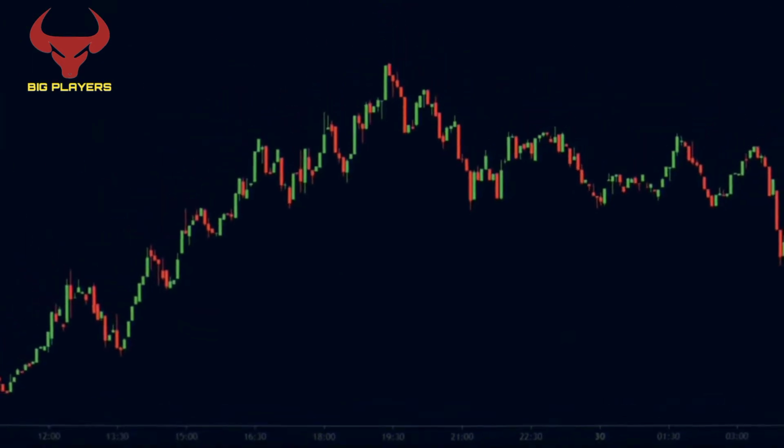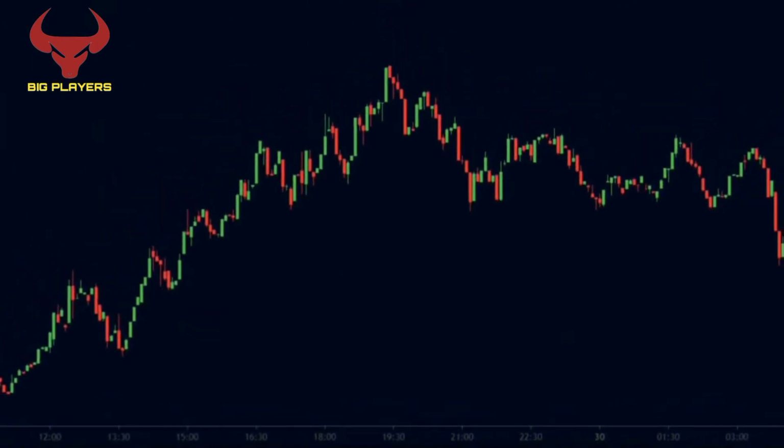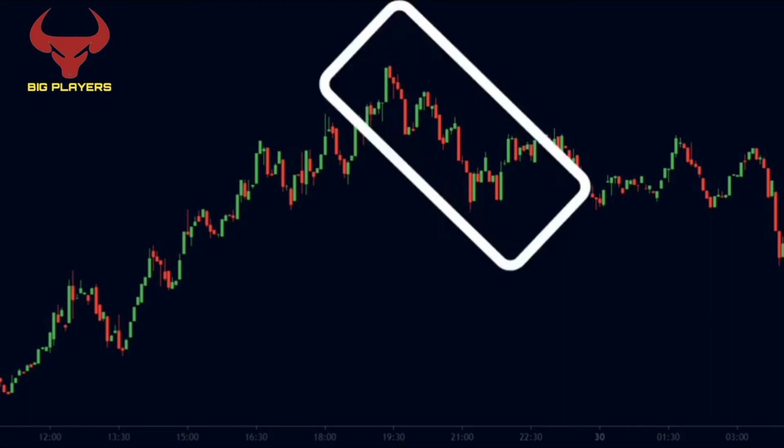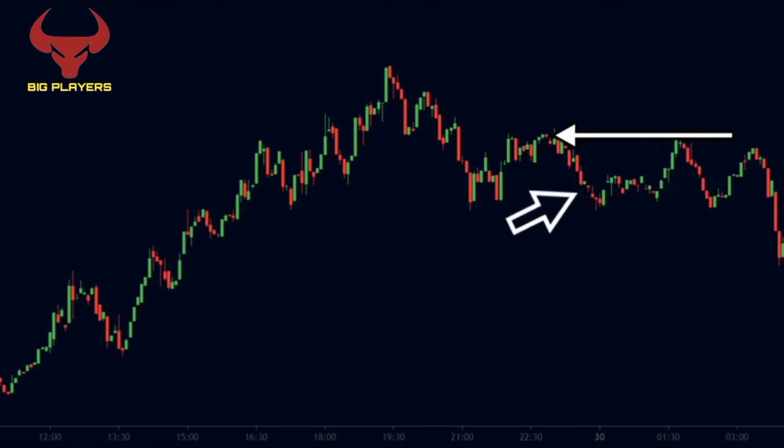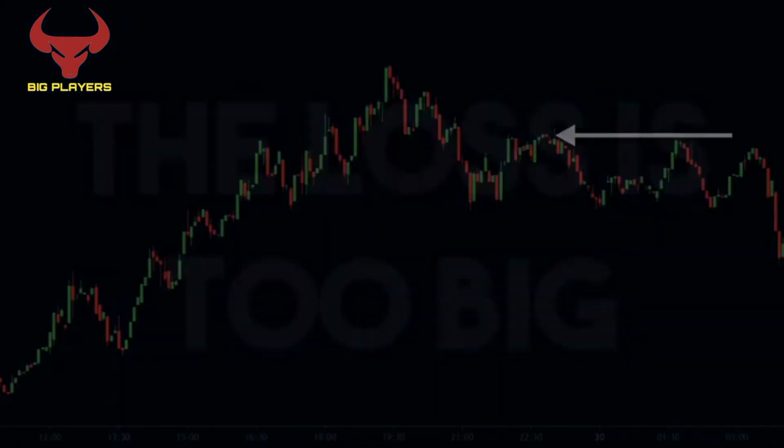Let me explain. Let's say that you watch the price make this massive up move. So, you think that the price is in an uptrend. You see the price make this pullback. You decide that it is a good opportunity to buy here. So you buy the stock at this price. As soon as you buy, the price tanks down. You realize that the trend has already changed, but you are too afraid to vacate your position. The loss is too big.